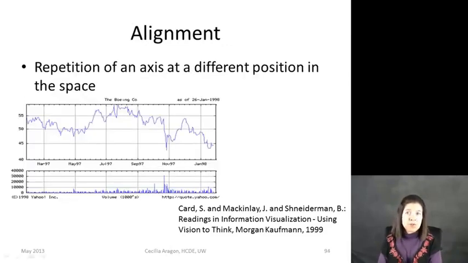Alignment refers to the repetition of an axis at a different position in the space. So here you see we have the same time axis repeated in 2 places, but 2 different graphs representing different amounts of information on the y-axis.